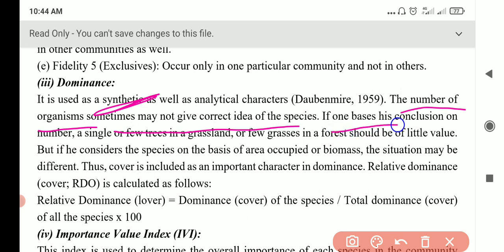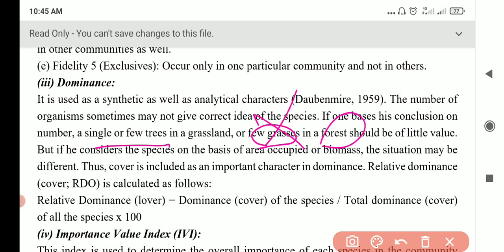Okay, so on this basis, the scientist Dobbenmeier says that if one bases his conclusion on the number of a single tree or a few trees in a grassland, or a few grasses in a forest, it should be of little value. If you base it on the number, just because you saw a few trees doesn't mean it is a forest. It's still a grassland. But just because you saw some grass in a forest doesn't mean it's a grassland. It still means it is a forest.